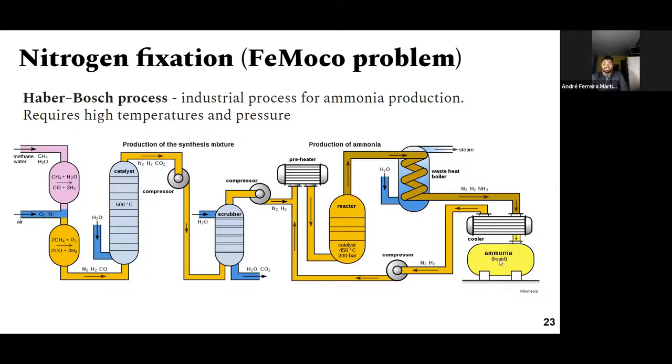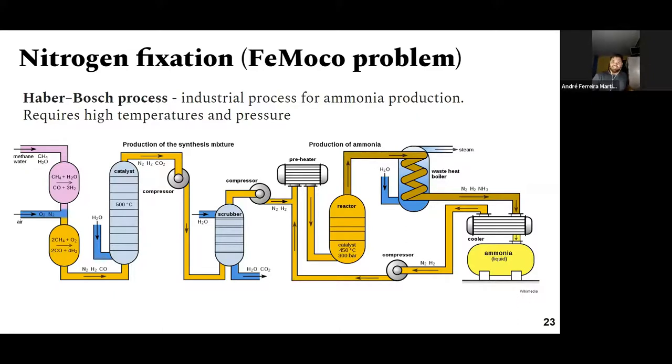And as I told you, it's a very, very important product for us as a society, for agriculture, for some really, really important applications. But as I told you, this is an industrial process which requires a lot of energy, a lot of effort, and it's not very efficient.